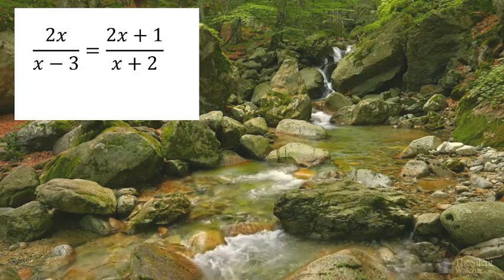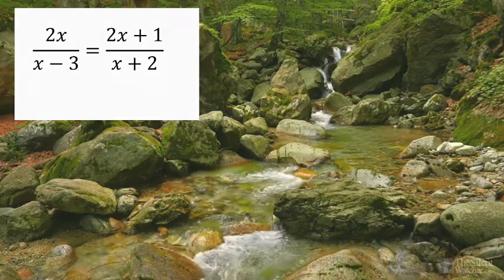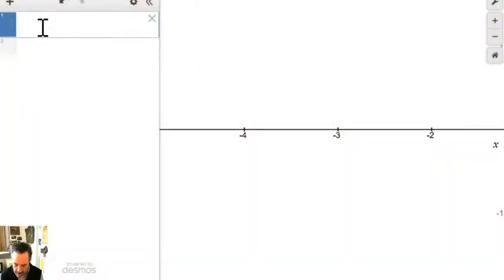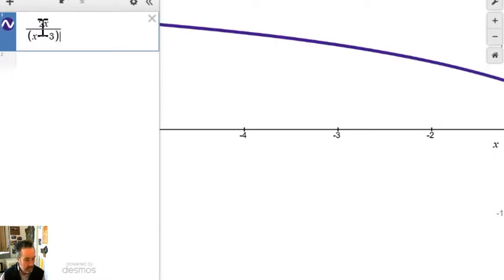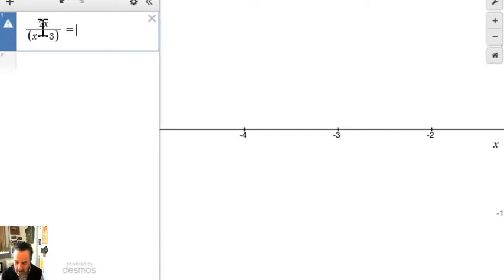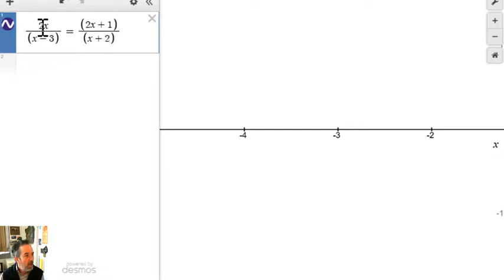So let's do this backward. Let's start with a solution. Let's jump to Desmos. In here I'm going to type a numerator of 2x, and I'm going to divide that by a denominator of x minus 3. And that is going to equal, in the numerator I have 2x plus 1, and I'm going to divide that by x plus 2.